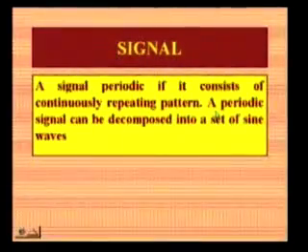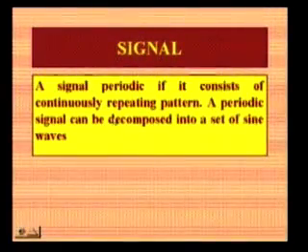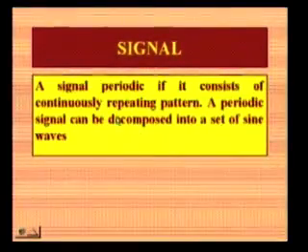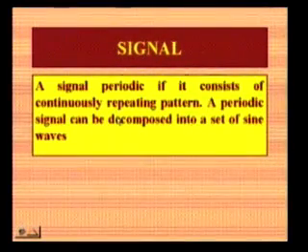Now a signal is periodic if it consists of continuously repeating patterns. Same sinusoidal waves are repeating. This is what we call periodic signals. Aperiodic signals are where we don't have fixed patterns of repetition. A periodic signal can be decomposed. Again, we'll not go into that mathematics. It can be decomposed into a set of sine waves. All signals basically have this type of sine wave characteristics, and it could be a complex signal. All complex signals can be broken into simpler sine wave signals.